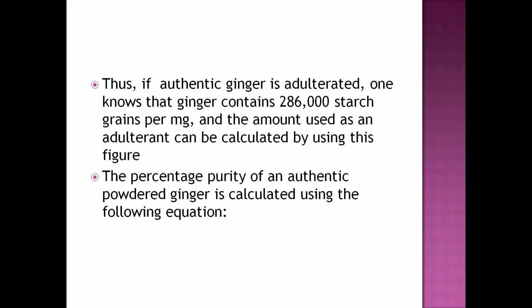So likewise, in authentic ginger, if adulterated, one knows that ginger contains 286,000 starch grains per mg, and the amount used as an adulterant can be calculated by using this figure. Like this is a standard figure, and by comparing with this you can identify whether your ginger is authentic or not. And here it is given an equation for the lycopodium spore method.